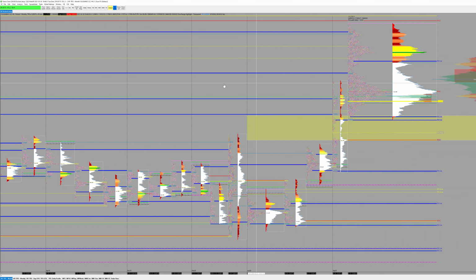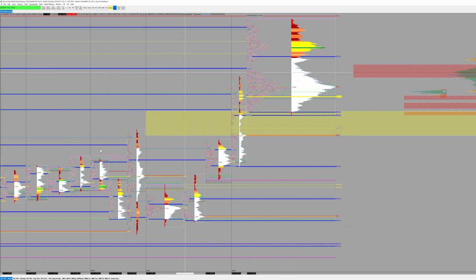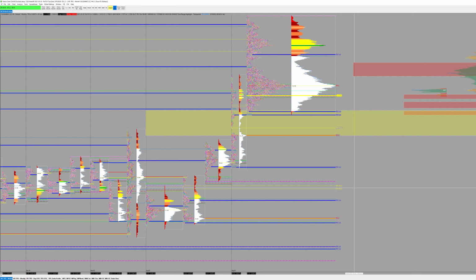Well, I like to display this, and I like to take a look at it this way. So here you can see there's a single print. There's the TPO point of control. There's the high of the value area in terms of the volume. There's a whole bunch of things, and actually the volume point of control as well is pretty much where the time point of control was.